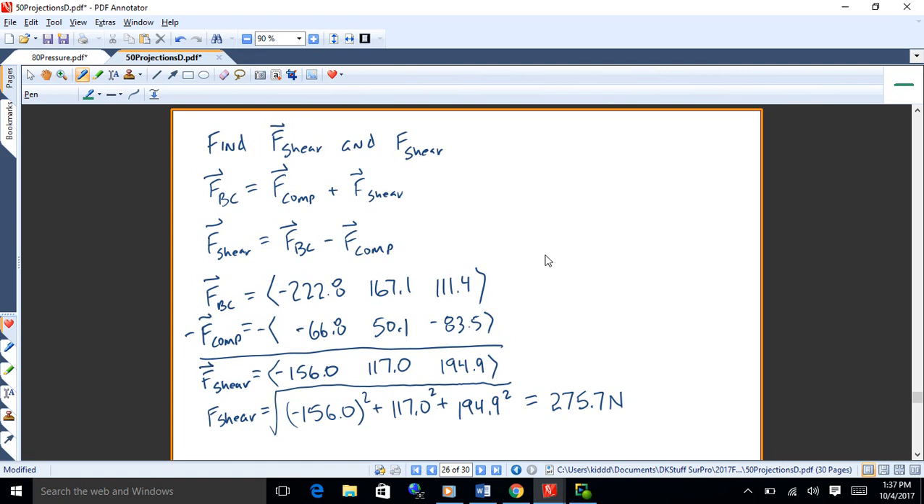Now that's one way to do it. Often you want to know the magnitudes, and you can get to the magnitudes more quickly if you want. Because you've got the total and you've got one of the components, so you can back into what the other component is pretty quick.